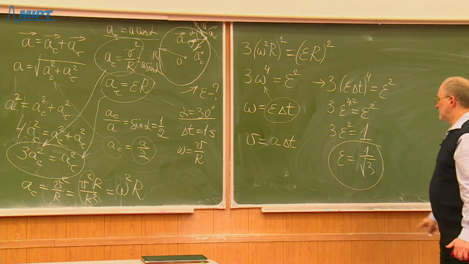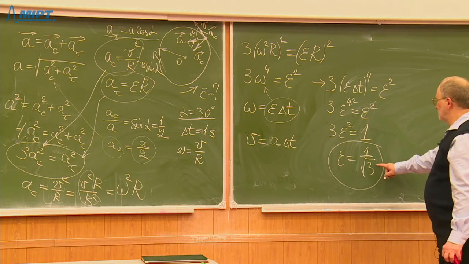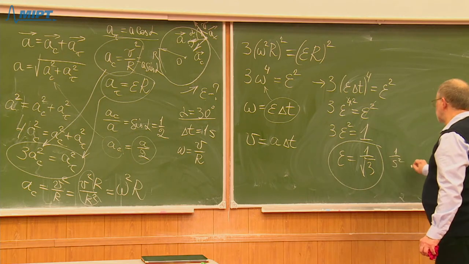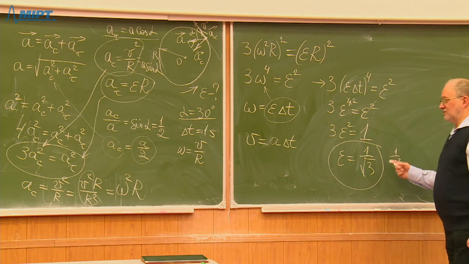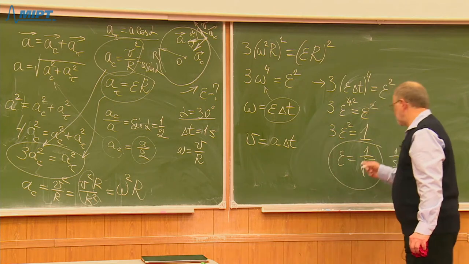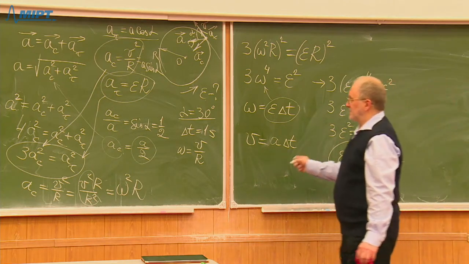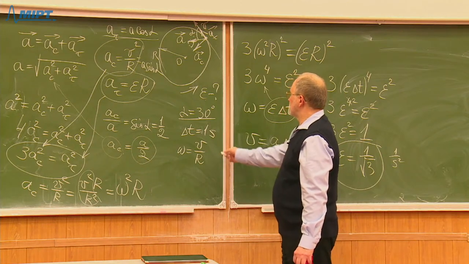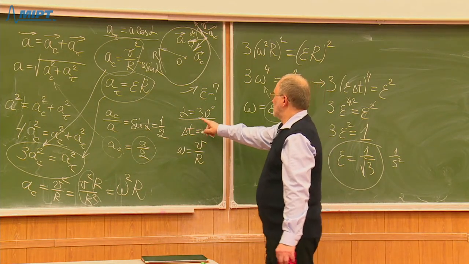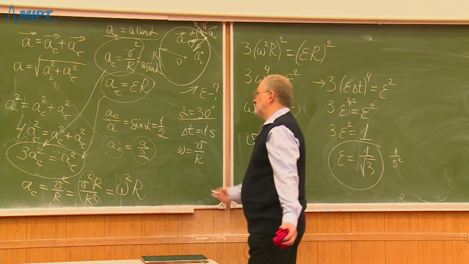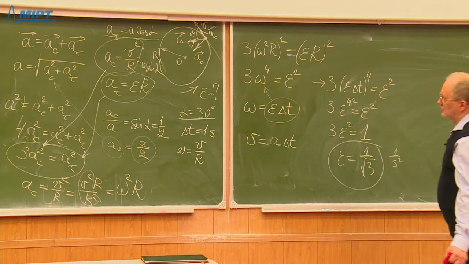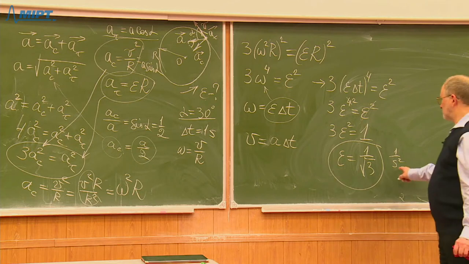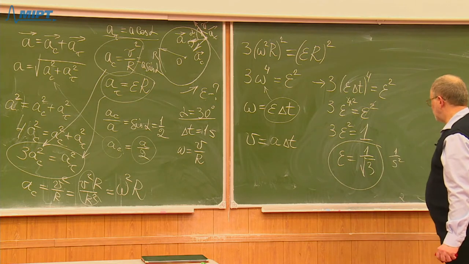We have found the angular acceleration. What will be the units of measurement? Certainly 1 over second squared, because this is the angular acceleration in the international system, in the SI system. And everything is given here in the international system. Seconds and everything is just seconds. So that will be 1 over second squared. Angular acceleration is found.